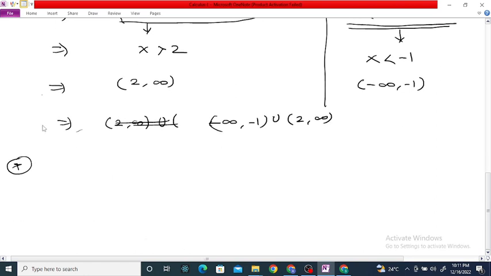The next example, example number 4, solve 5|5x + 3| < 7.